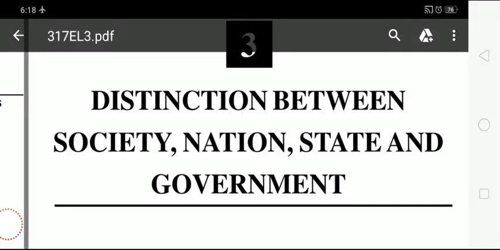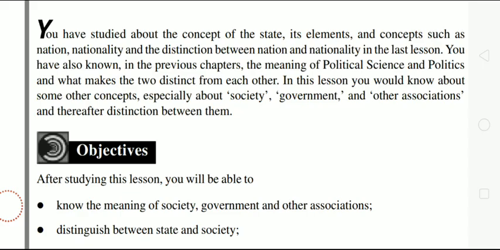Distinction between society, nation, state, and government. You have studied about the concept of the state, its elements and concepts such as nation, nationality, and the distinction between nation and nationality in the last lesson.